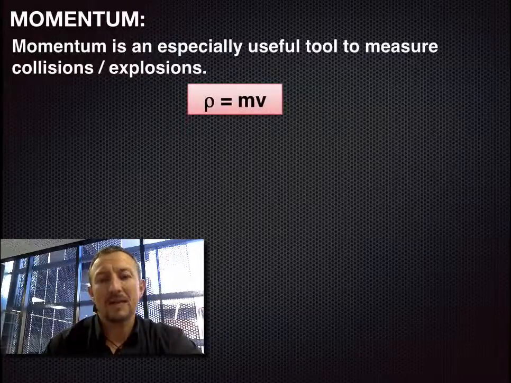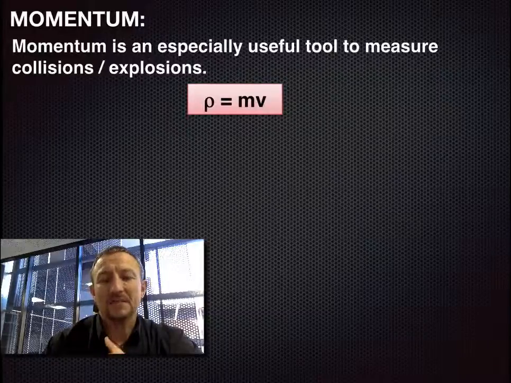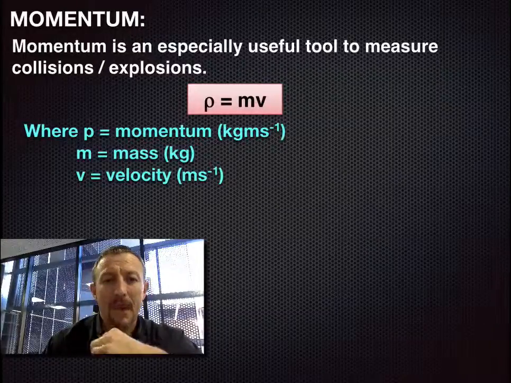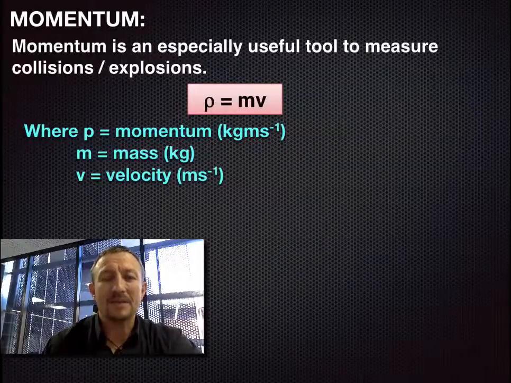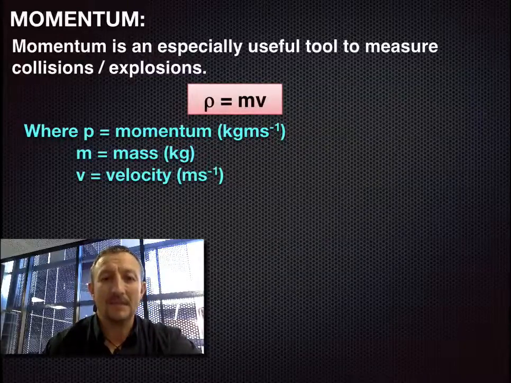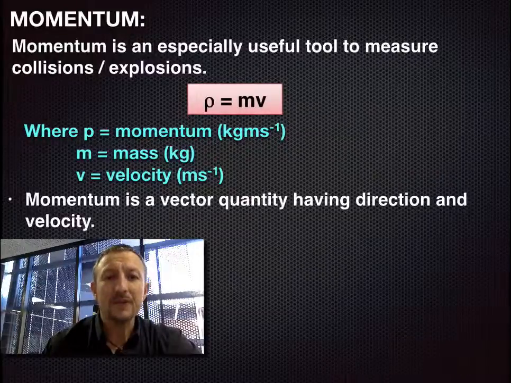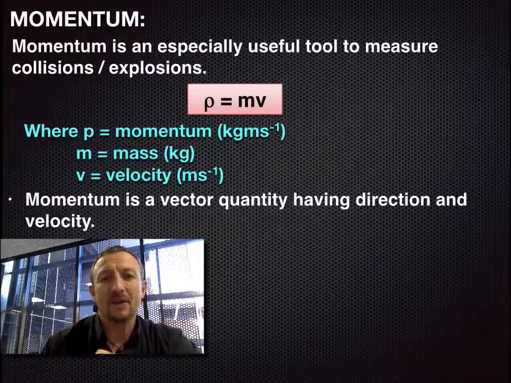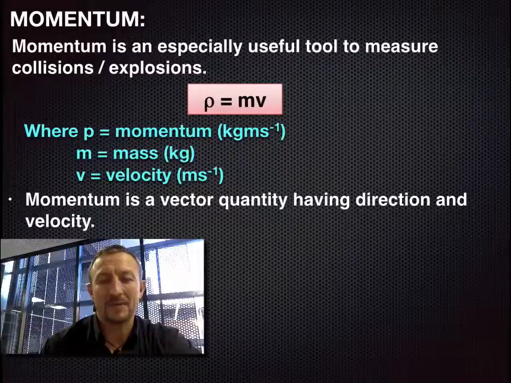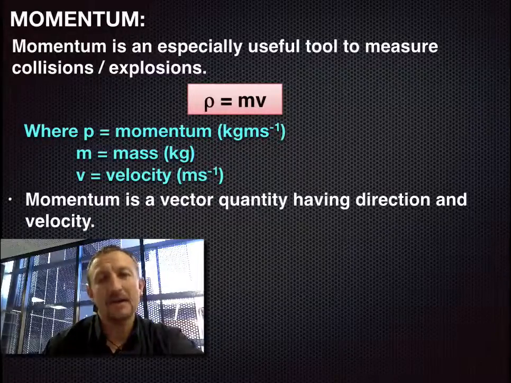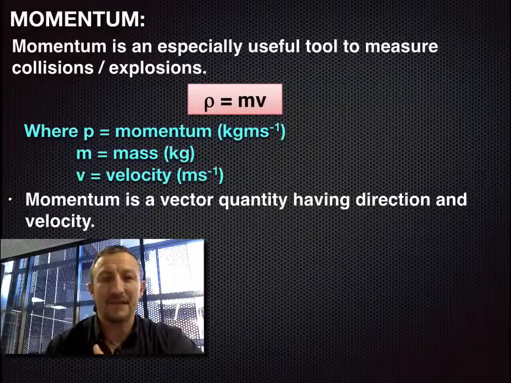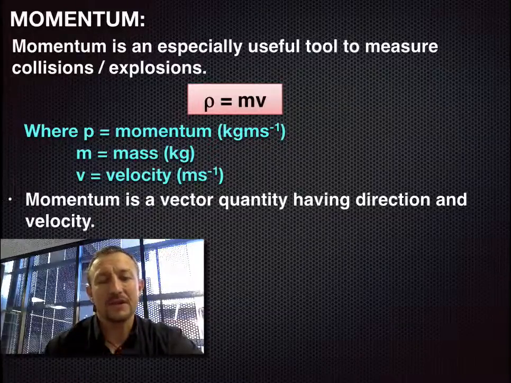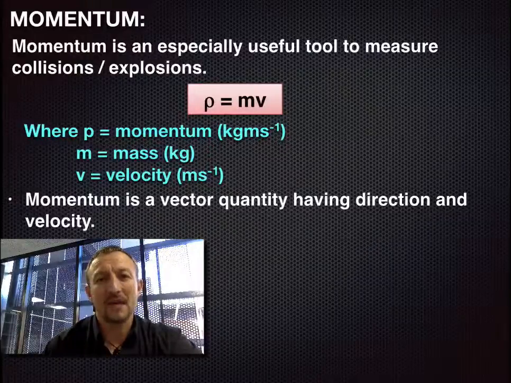So momentum, as I stated, is made up of mass in kilograms and velocity in meters per second, and momentum has the units kilogram meters per second. So it's a vector quantity because velocity also happens to be a vector quantity. As a result, all the concepts that we've learned about velocity as a vector will apply in the same way in momentum.